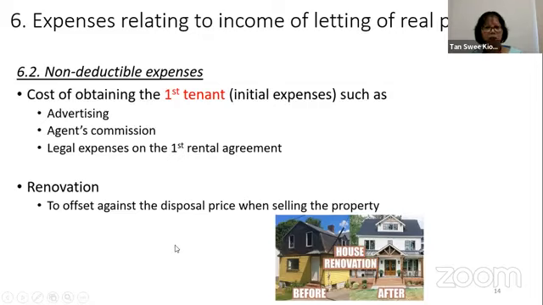How about renovation? Okay, renovation, you look at this example. A house before renovation and after renovation, it looks more attractive. So in future, when you want to sell your house, it can attract more potential buyers and also can sell at a higher price. So renovation costs cannot offset against rental income, but can offset against the disposal price, meaning your selling price when you sell your property. So this one is non-deductible against your rental income.